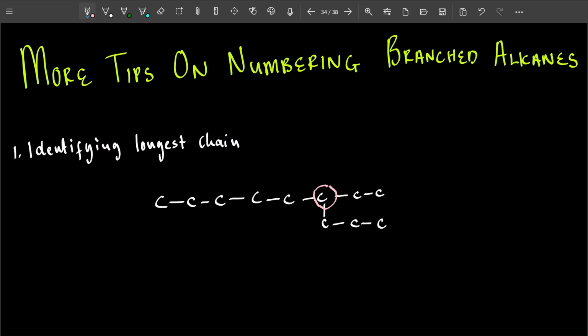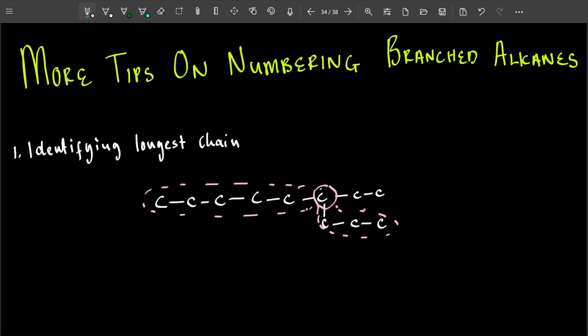So I would say, this one is definitely there, right? This side. Now, how many are there on the right hand side here? I have 2 carbons. What about down below? I have 3 carbons. So that means I will go down below and leave this right hand side. So my chain will continue like that. So this would be my carbon chain.